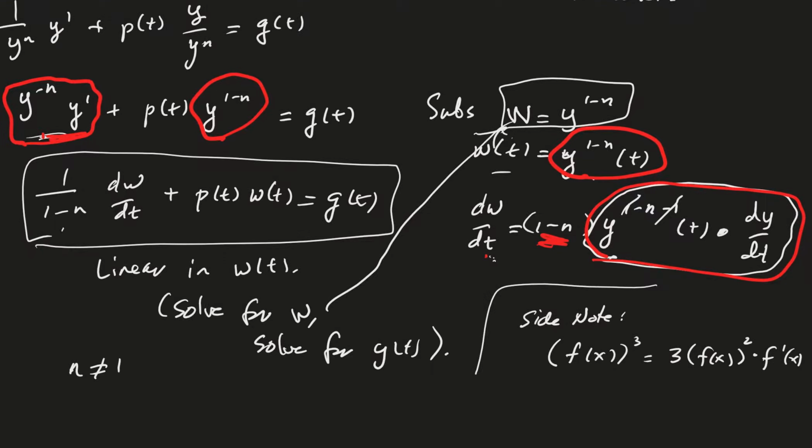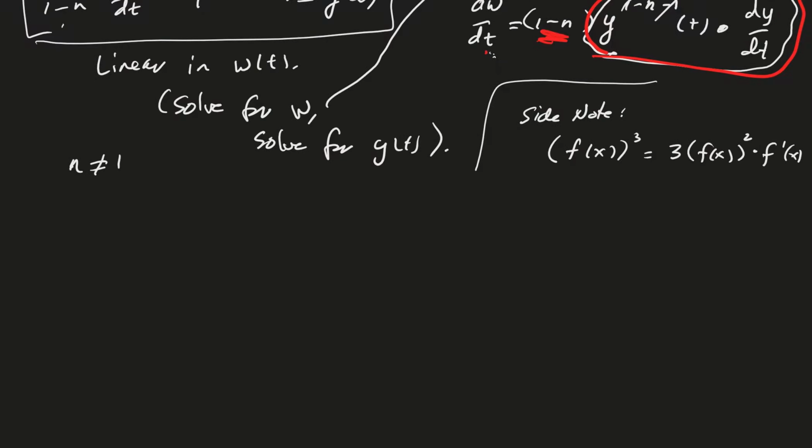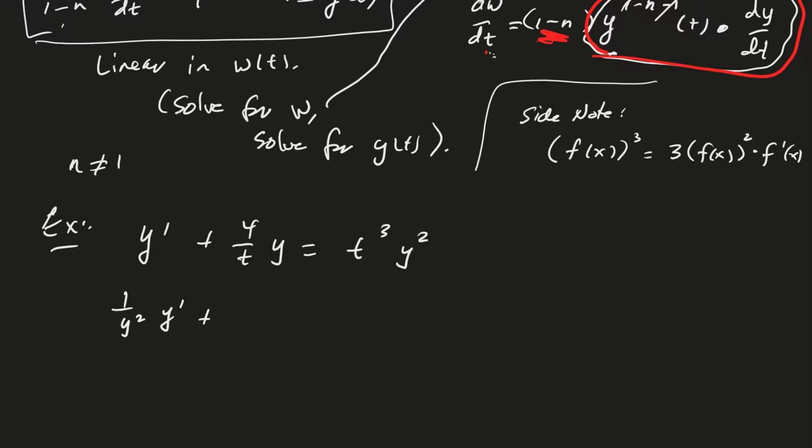Good. Okay, now let's see if we can solve an example problem like that. So example: y prime plus 4 over t times y is equal to t cubed y squared. Okay, so if I divide by y squared, I get 1 over y squared y prime plus 4 over t times 1 over y equals t cubed. And now our w is going to be 1 over y, or y to the minus 1 power.